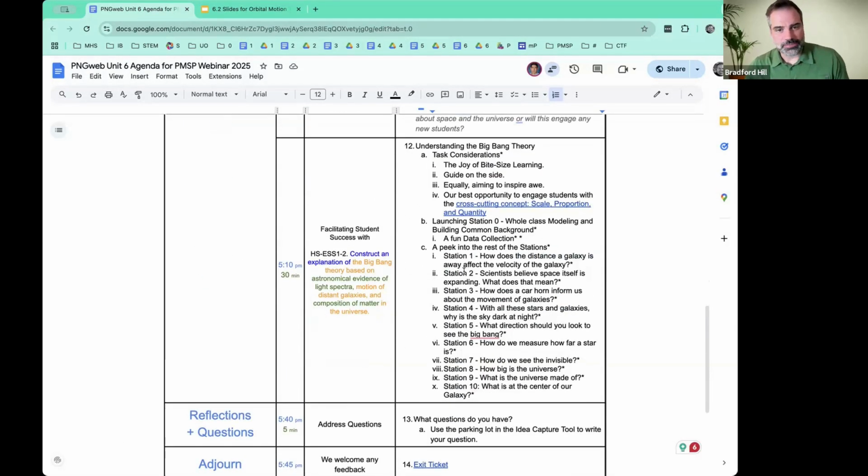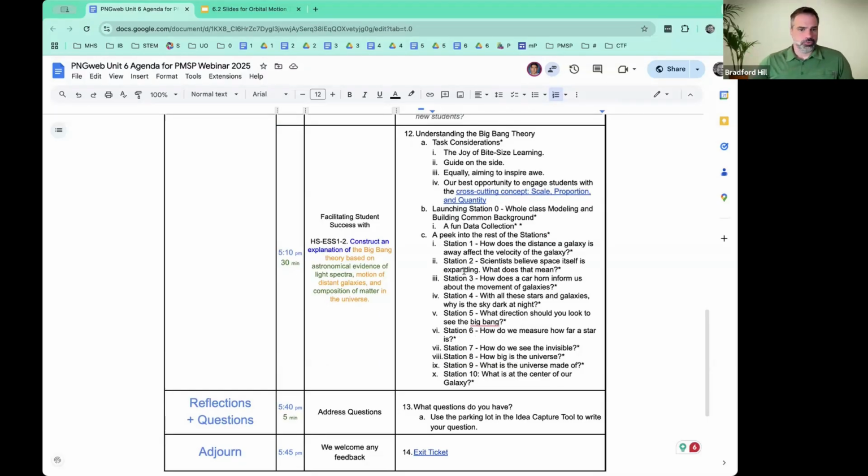Excellent. So we want to keep this pace up and look at our final task in this unit, and that is the one around constructing an explanation of the Big Bang theory based on astronomical evidence of light spectra and motion of distant galaxies. And this last one is a doozy: composition of matter in the universe. So just be ready for that.